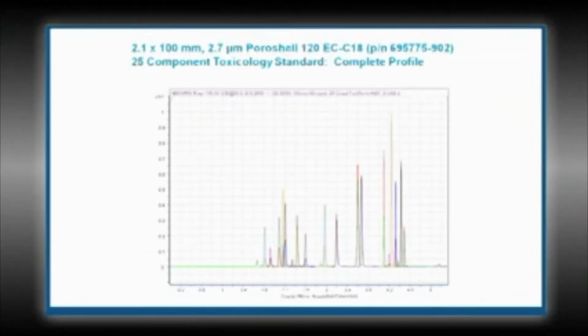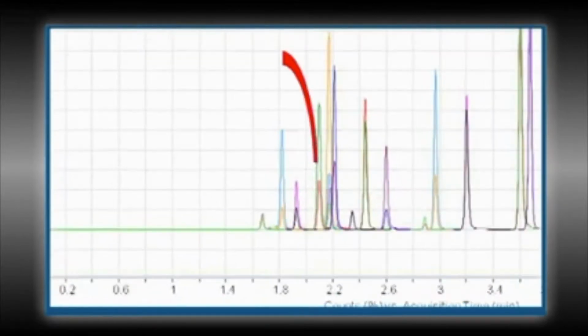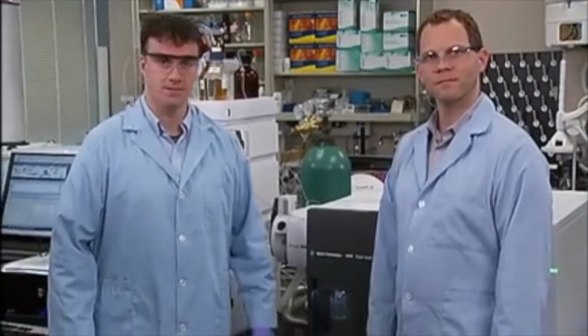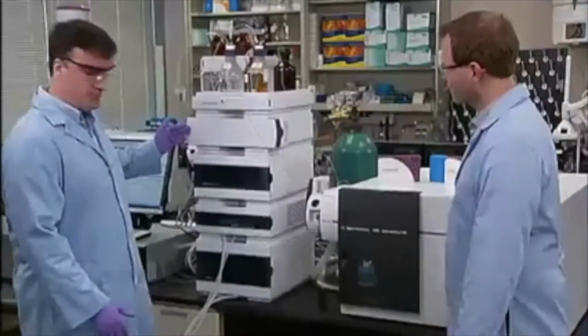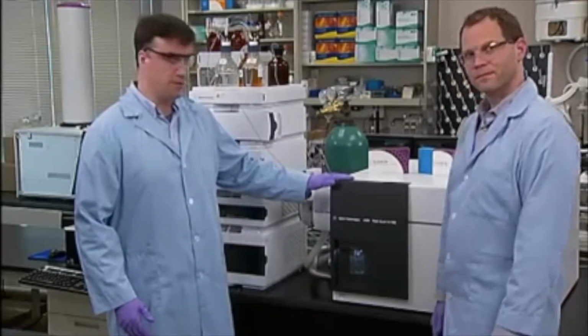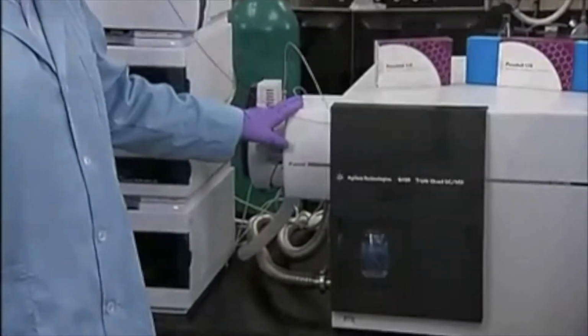If we look at the chromatogram of a more comprehensive drug panel, you can see the range from polar to nonpolar analytes, and our group is here in the front, early in the gradient separation. We're going to be running our samples on a 1290 Infinity LC system, as shown here, connected to an Agilent 6490 triple quadrupole mass spectrometer with iFunnel technology here.